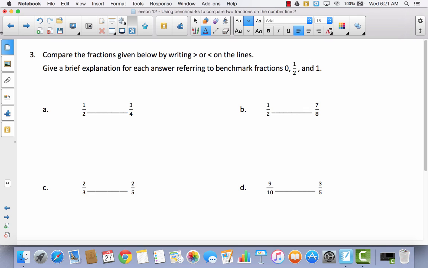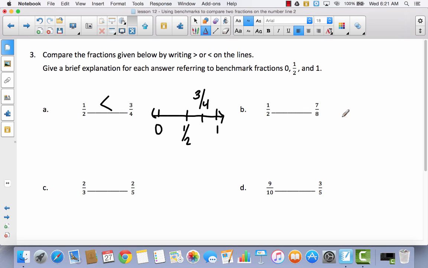All right, so we're going to start right here with A. And we have 1/2, and we're comparing it to 3/4. So I'm just going to sketch a little number line right here, and this can kind of take the place of your explanation. If you can sketch this on a number line, then I know that you understand. So if this is my number line, and I have 0, and I have 1, well, here would be half. Is 3/4 going to be closer to 1, or is it going to be closer to 0? Well, this would be 2/4, so 3/4 would be right here. So that tells me that 1/2 is less than 3/4.